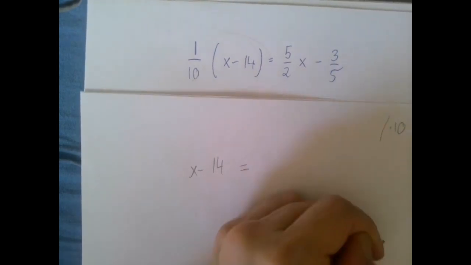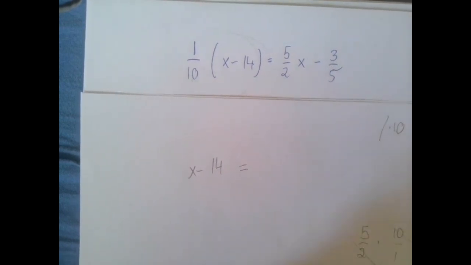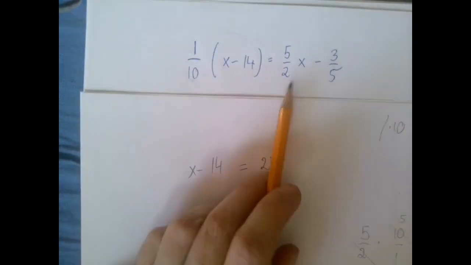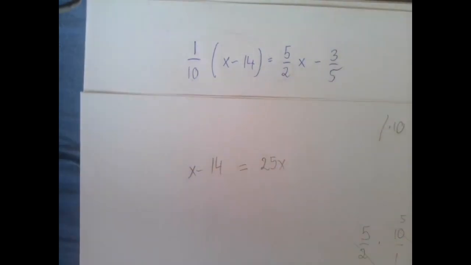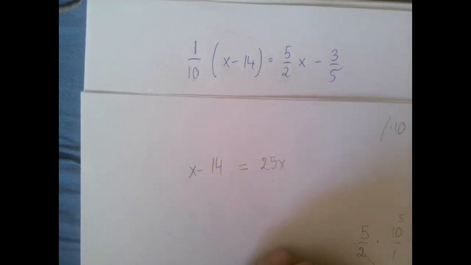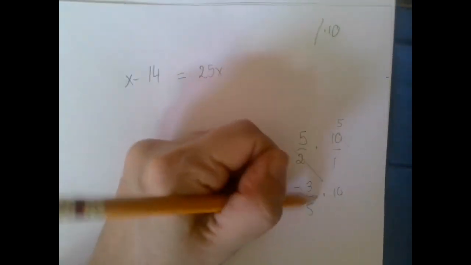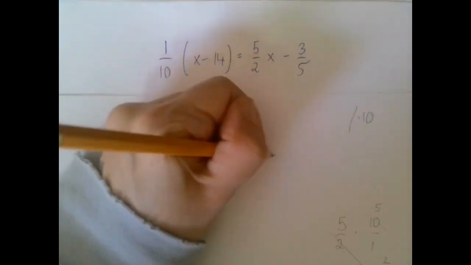So 5 over 2 times 10, the 10 will knock out the 2, but because it's more than the 2, we're going to be left with a 5. So 5 over 2x will become 25x. Right? We're hitting it with the 10, but once 2 disappears, there is only 5 left from the 10. Minus 3 over 5 times 10. Again, we cancel out the 5, and we're left with the 2, so that's negative 6.